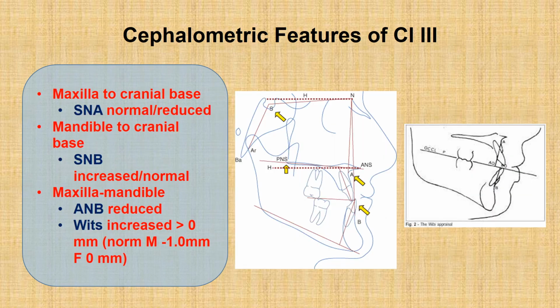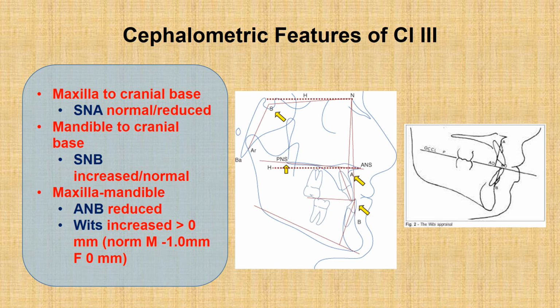Okay, the cephalometric features of a class 3 malocclusion. Now, the maxillary to cranial base relationship, or the SNA, is normal or reduced. It is reduced if the maxilla is retrognathic. The mandibular relationship to the cranial base, represented by the SNB, may either be increased or normal. It may be increased if the mandible is prognathic.